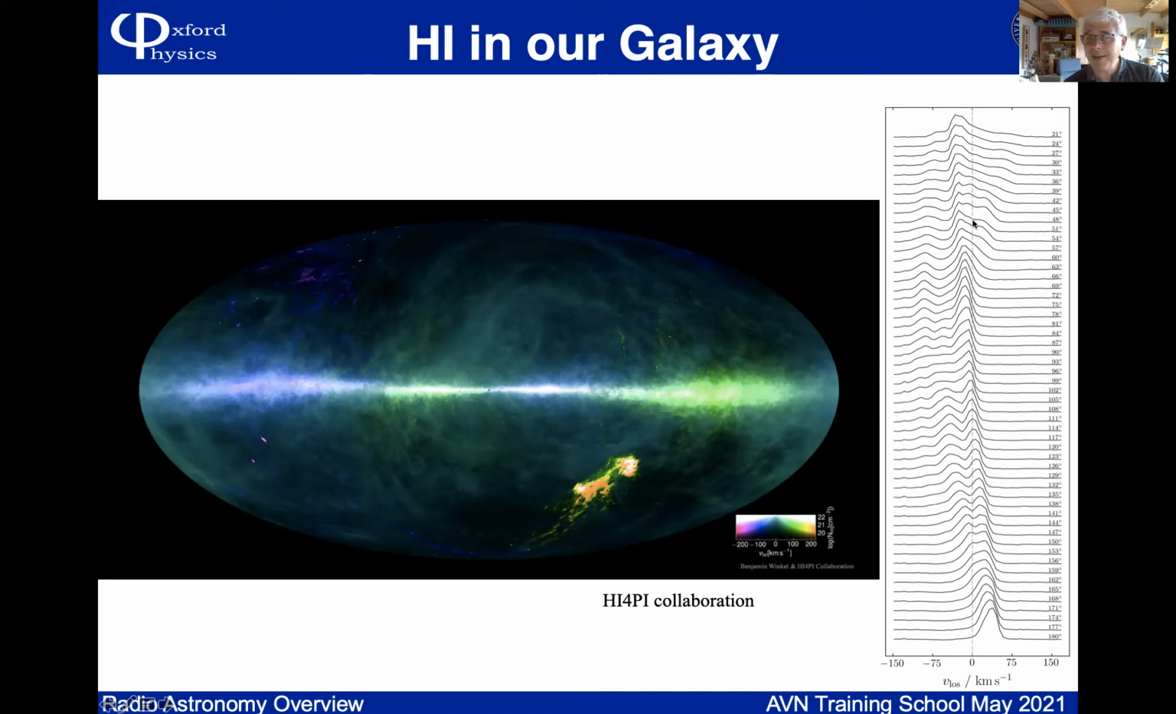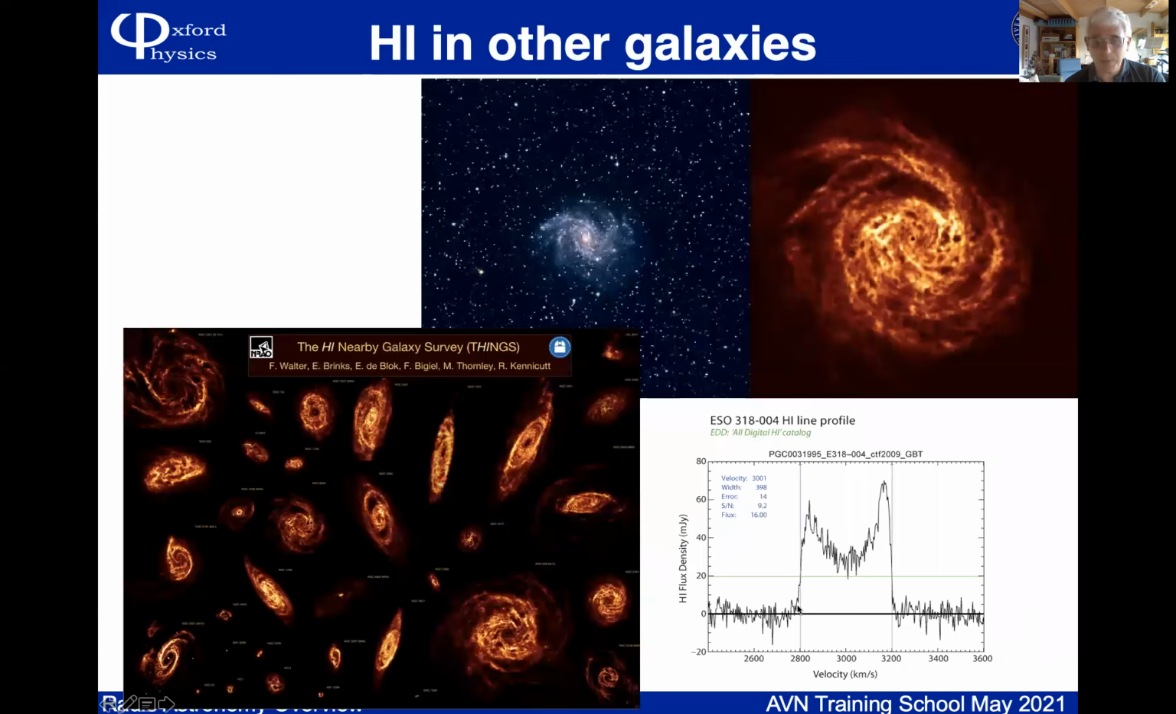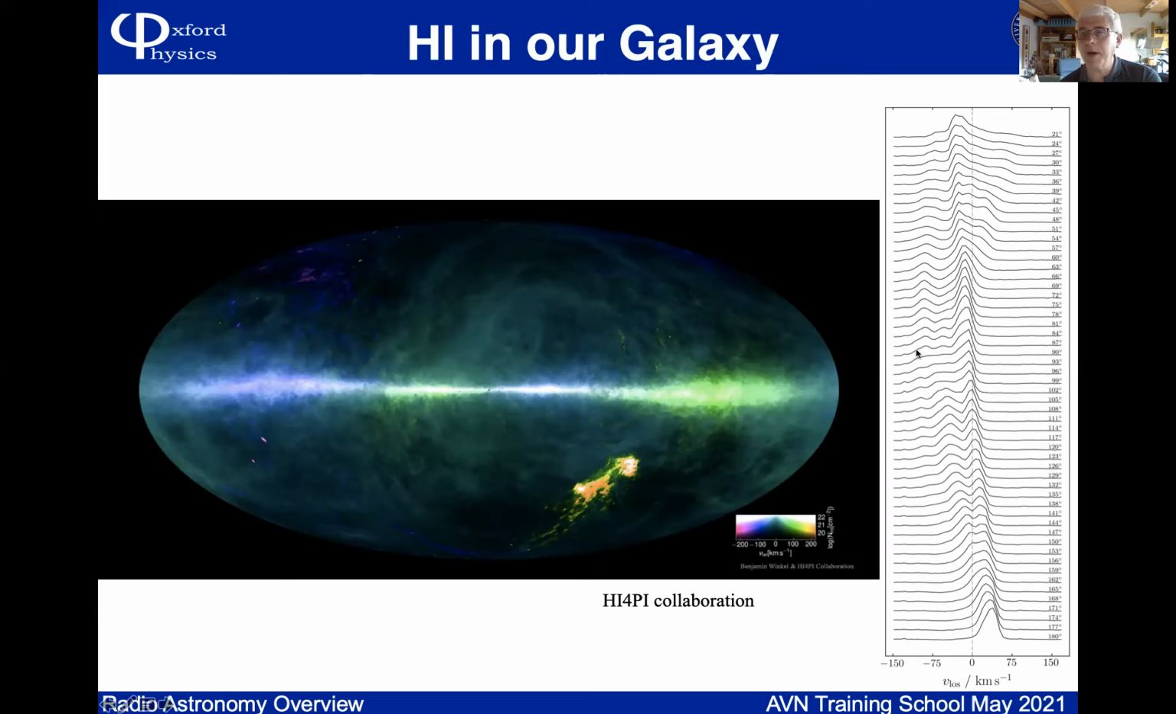And on the right here, this is actually a plot made by one of our students here in Oxford, using one of our teaching telescopes. This is the line profile showing the brightness as a function of velocity, as measured with H1, as you go around the galactic plane, from all the bits of the galactic plane that are visible from here. And you can see this nice systematic shift in the velocities as we're looking around the galactic plane.